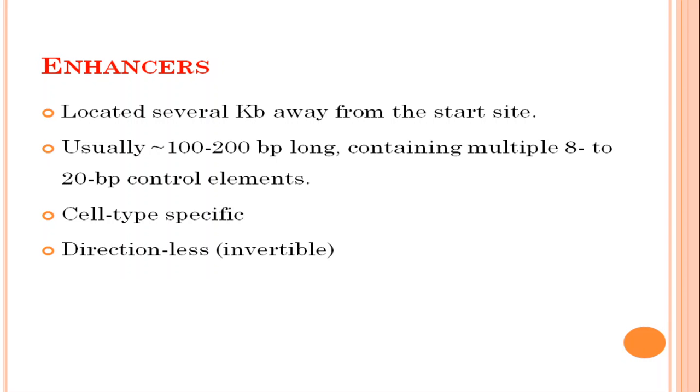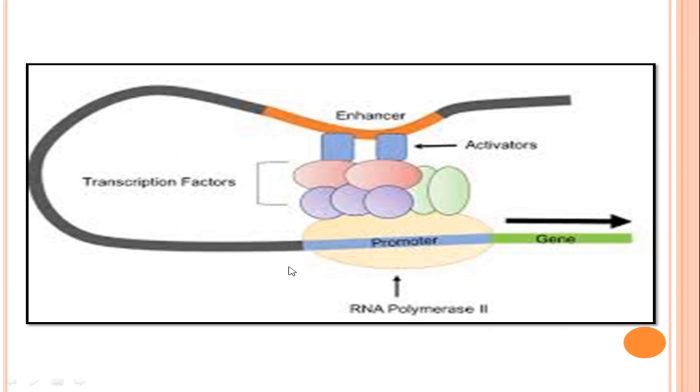Now, enhancers. Enhancers are located several kilobase pairs away from the start site. They are usually 100 to 200 base pair long sequences consisting of multiple control elements. You can see over here, this is the promoter. At a far distance there is an enhancer.